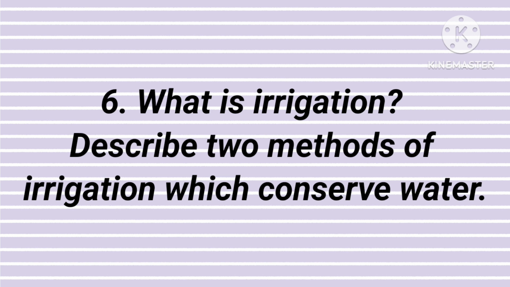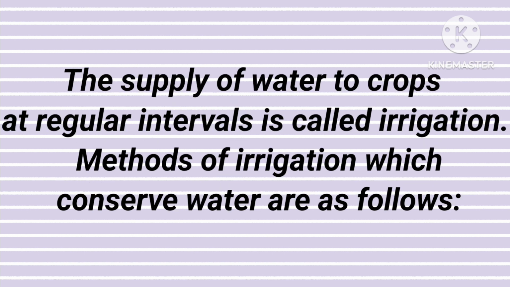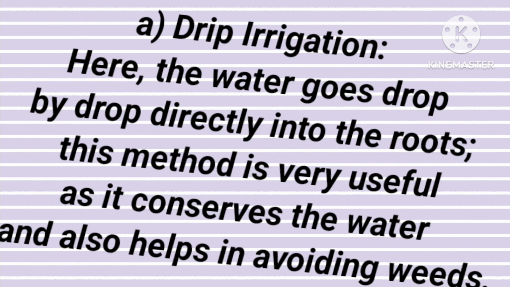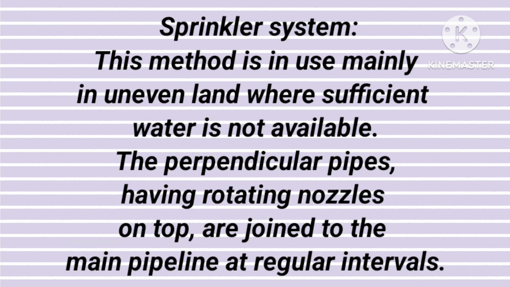What is irrigation? Describe two methods of irrigation that conserve water. The supply of water to crops at regular intervals is called irrigation. There are many methods, but the first one is drip irrigation. Here, the water goes drop by drop directly to the roots of the crop or plant. This method is very useful as it conserves water and also helps in avoiding weeds.